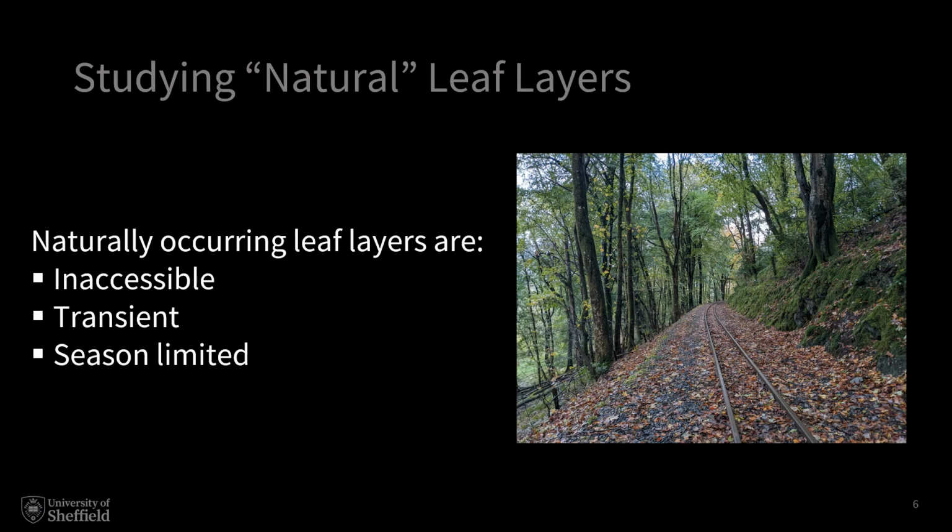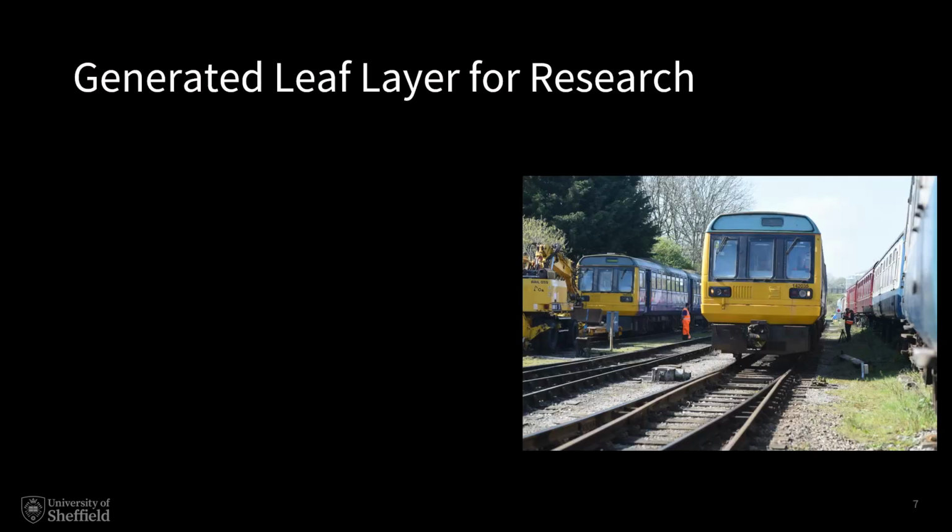Finally, they're season limited. As you'd expect, the leaves fall in the autumn, and in some locations, the leaf layers will stick around until about February, but it's still quite a short window. And even with climate change, which is pushing autumn back and extending autumn quite a lot, autumn in quotes for us, basically where the leaf layers fall, railways are still under pressure to maintain their services and clean the rails quickly. So access is extremely limited. This means that we need to generate leaf layers for our research.